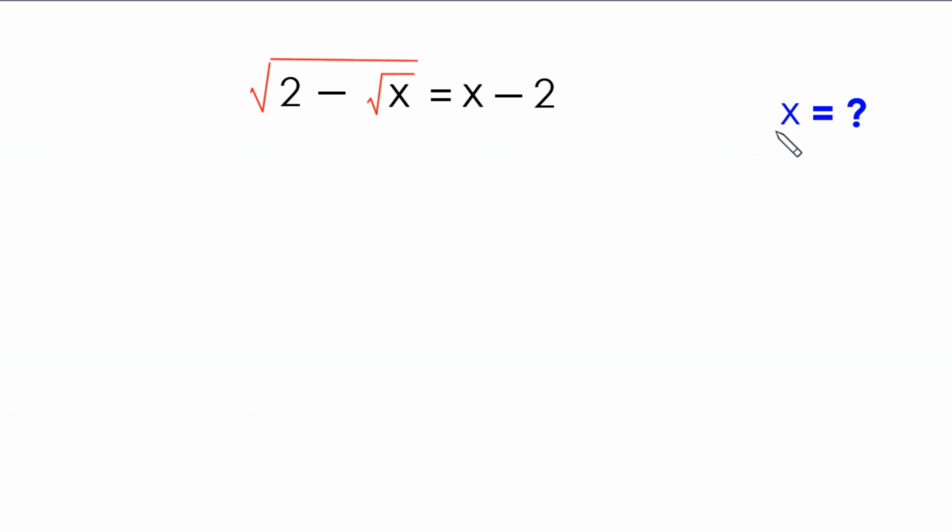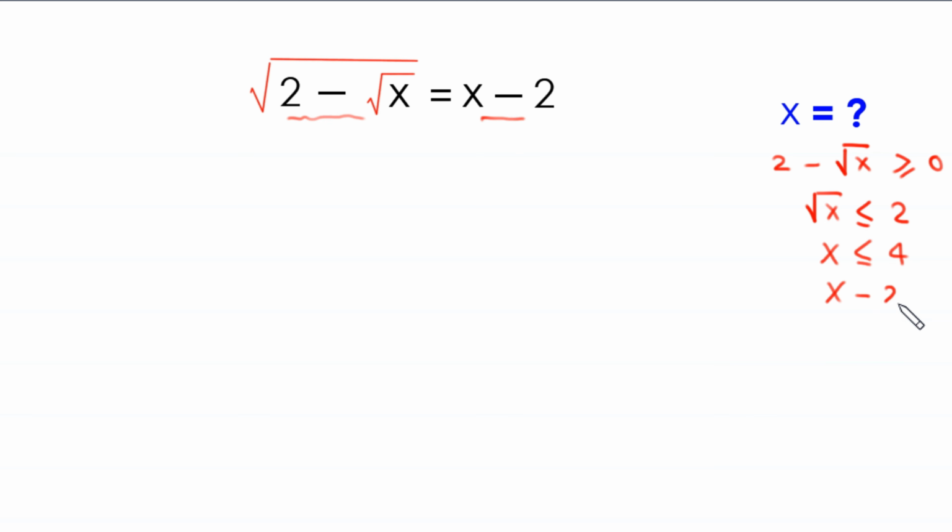So let's start. Since this expression 2 minus root x is under square root, 2 minus root x must be greater than or equal to 0. This implies that root x must be less than or equal to 2, and this implies that x must be less than or equal to 4. And this expression x minus 2 must be greater than or equal to 0. This implies that x must be greater than or equal to 2.